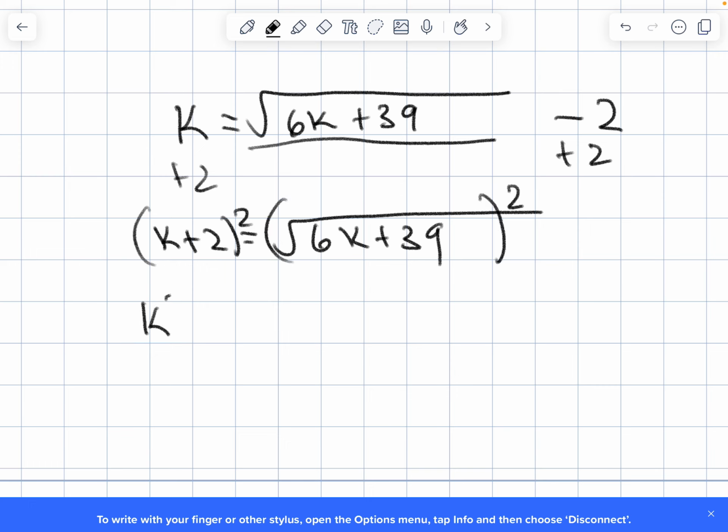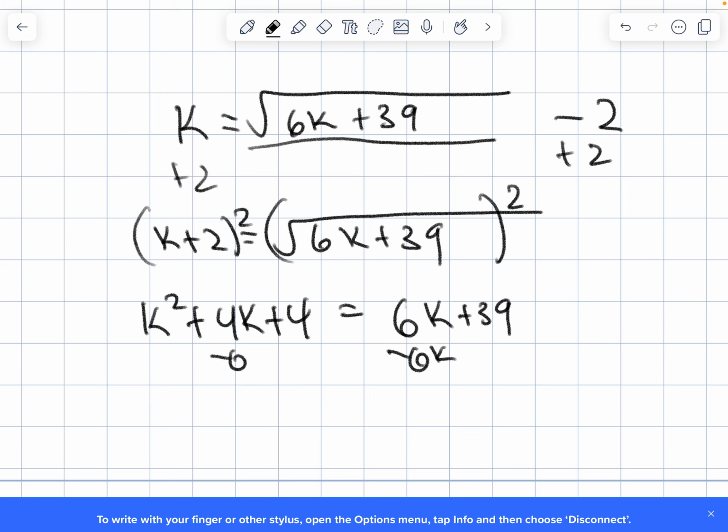When we do that, we get k squared plus 4k plus 4 on this side, and on this side we get 6k plus 39. And now we're going to subtract 6k and also subtract 39. Because again, whenever you have a k squared and a k in the same equation, you've got to make it equal to 0.